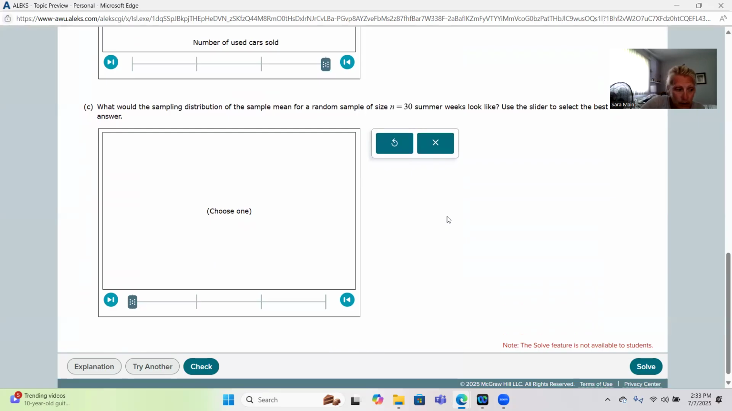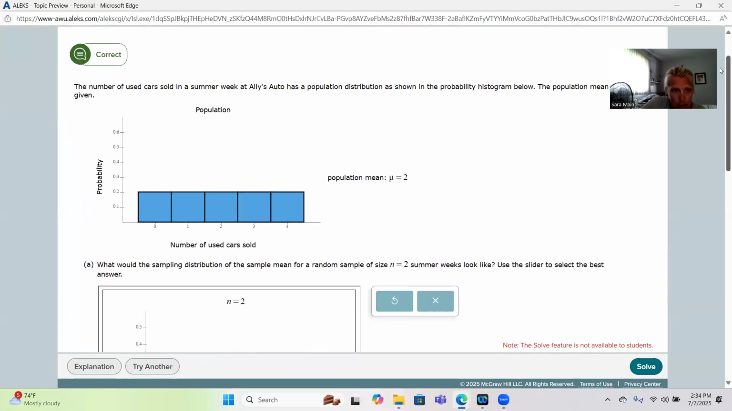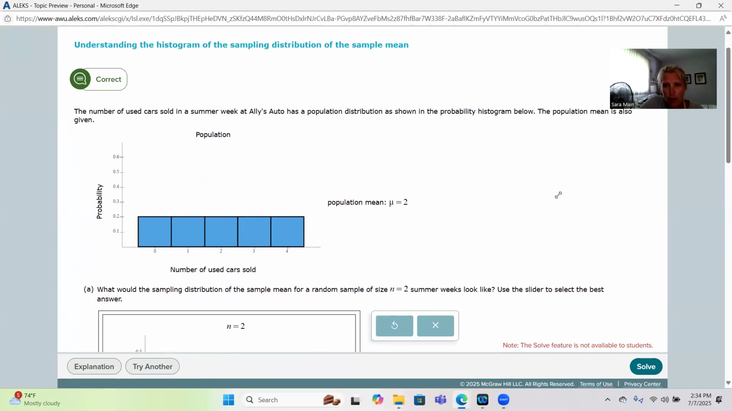Now we have a sample size of 30. This one, again, should still have a mean of 2. So let's look at our choices. We've got this one. The mean looks pretty much at 2 here, closer to 1.8 here. Let's look at this one. That one, the mean is definitely below 1.2. And then this one, the mean is definitely more like 2.8. So we're going to the one that is at 2. That would be this one. So let's check our work. And we are correct. Let me know if you need any other help.